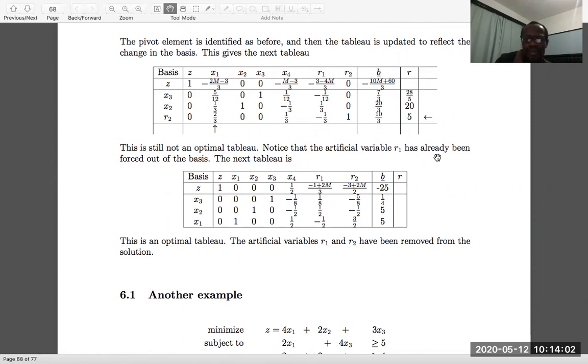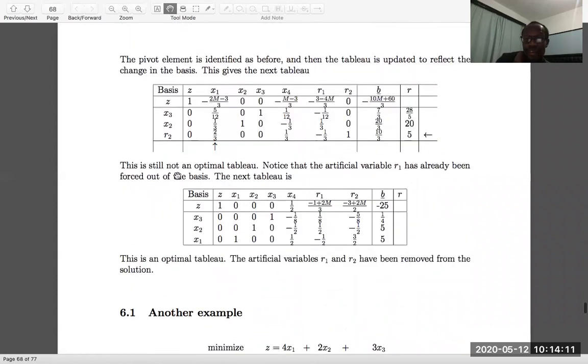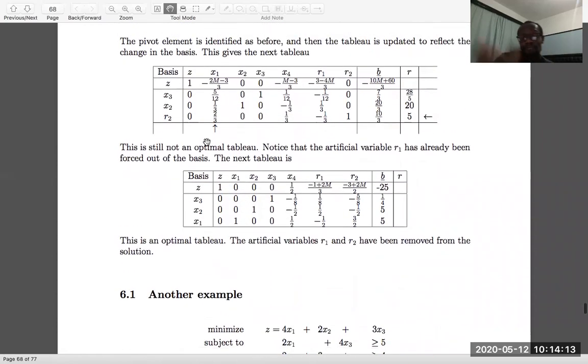Note that the artificial variable R1 has already been forced out of the basis. The next W is this, so this is an optimal W. So you do the other one and you should get this. You can write the row operation on how this is done. If you can't find that, you should email me and we can discuss that.